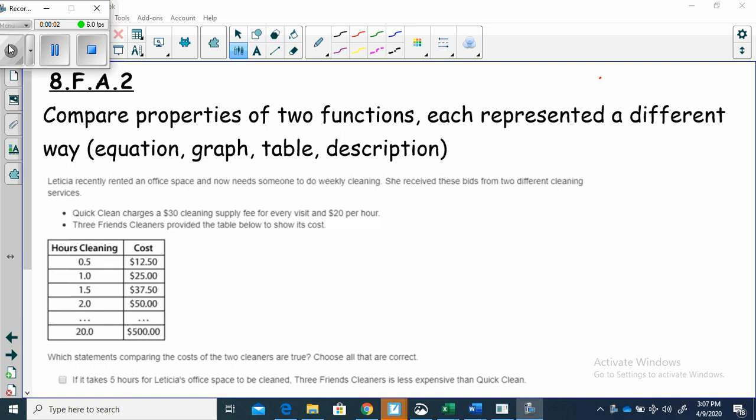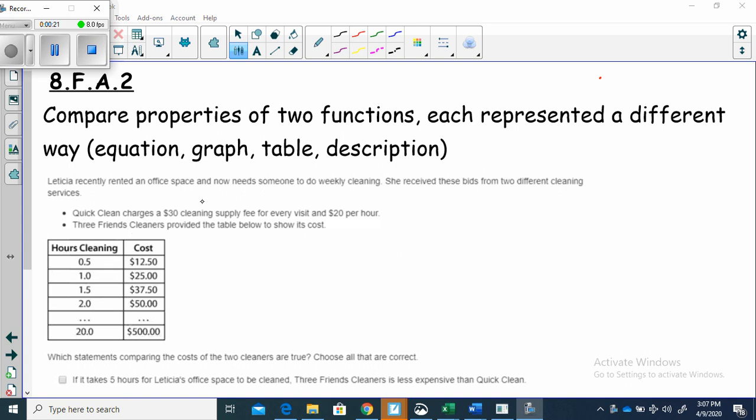This is standard 8FA2. We're going to compare properties of two functions, each represented a different way. These are the four different ways they could be represented: as an equation, like a linear equation, as a graph, as a table of values, or as a description.